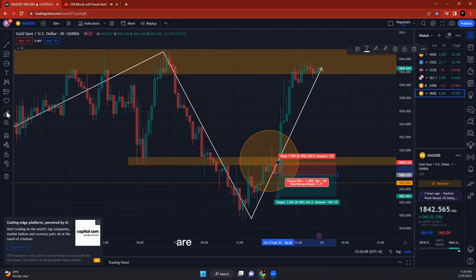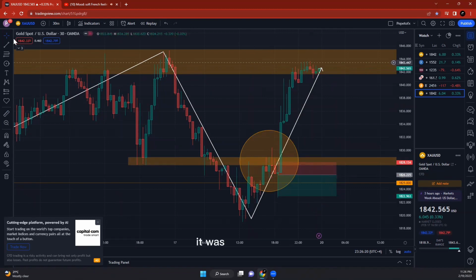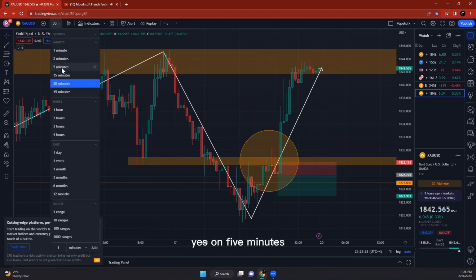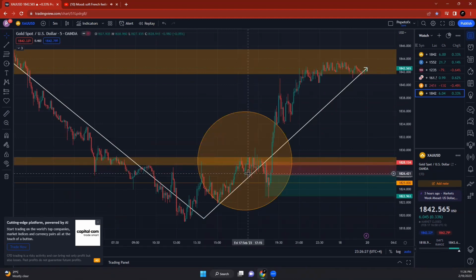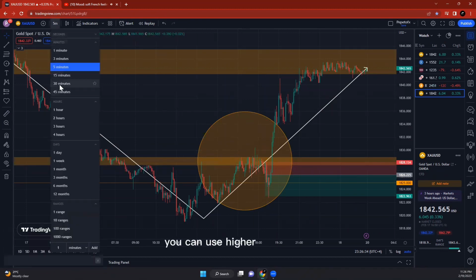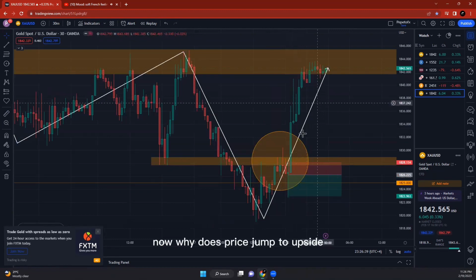Here I closed. How many pips is that? 30 pips. I had this trade last time, okay? So it was a 30 range, yes, on 5 minutes. Then you have this kind of reaction in the market. So you need more confirmation. Still, you can have confirmation on 5 minutes, but if it's difficult for you, you can use a higher time frame to have a better understanding. Now, why did the price jump to the upside?